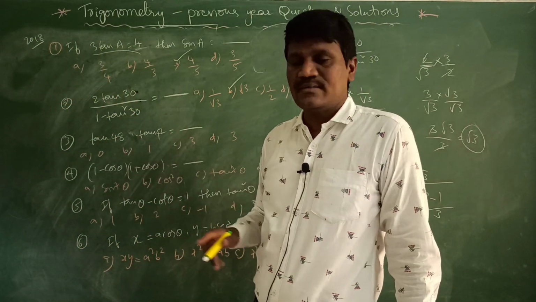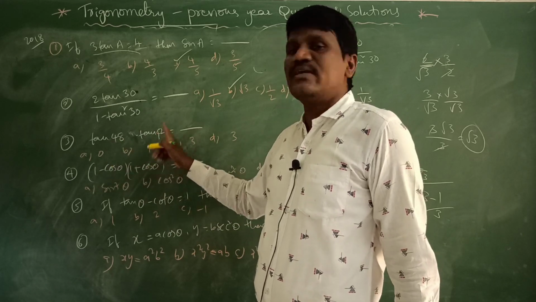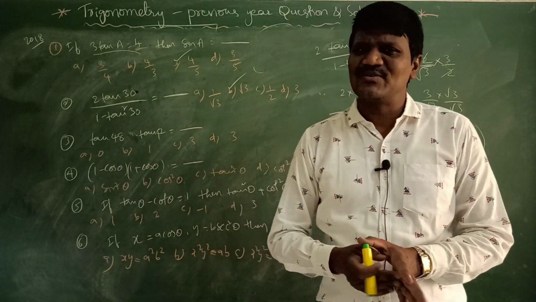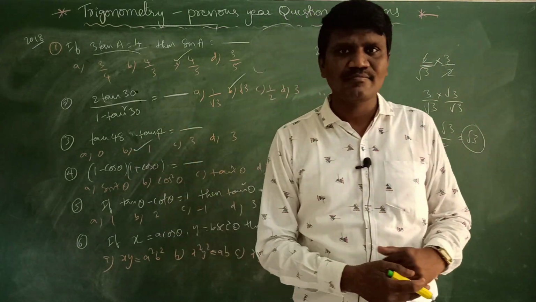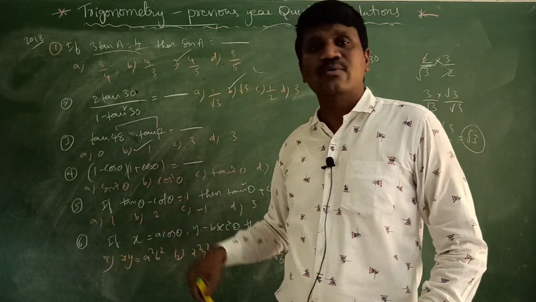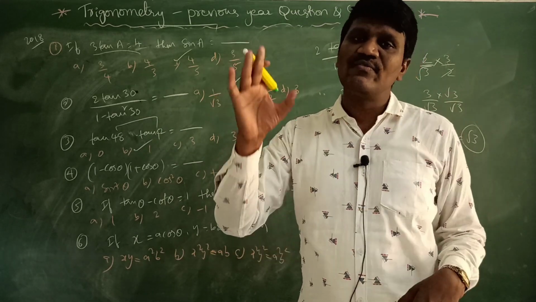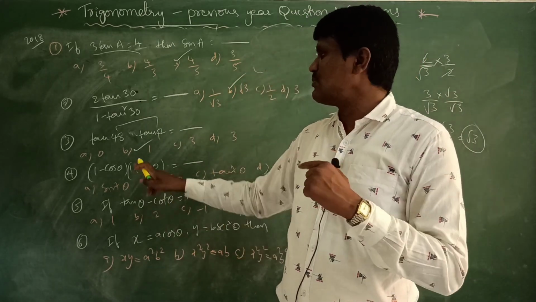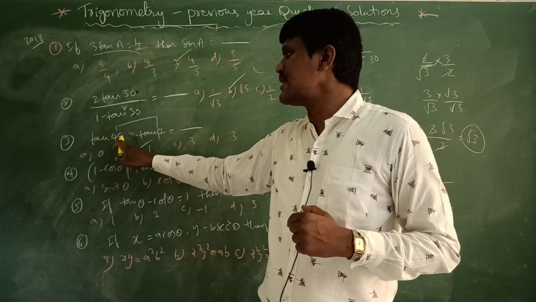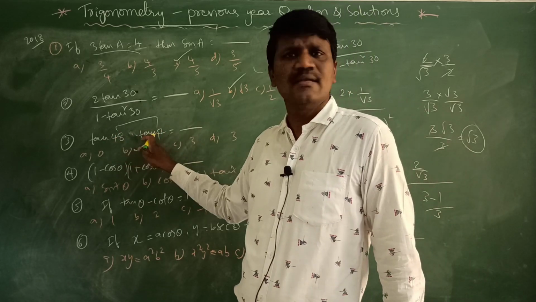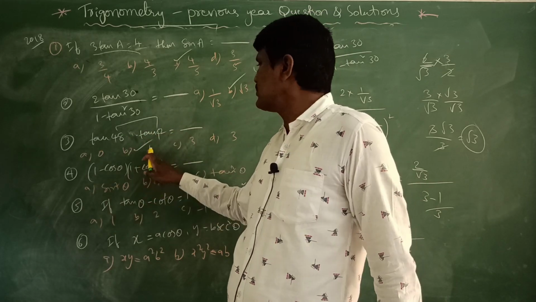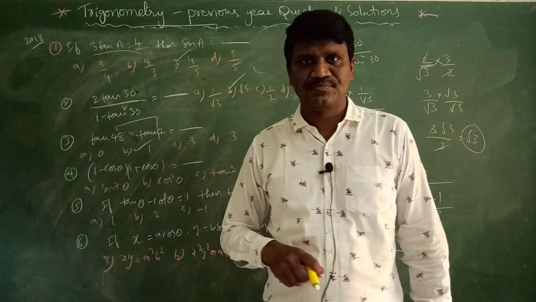Now third question, tan 48 into tan 42. So directly you can say what the answer is. The answer is 1, because 48 and 42 are complementary angles. If it is tan, the answer will be 1. So this is tan theta into tan of 90 minus theta, whose value is 1. Only two angles are given, but still if tan is there, you consider the answer as 1.